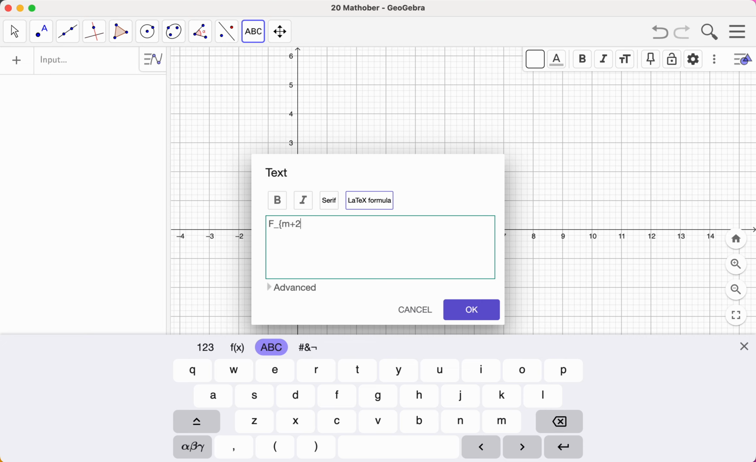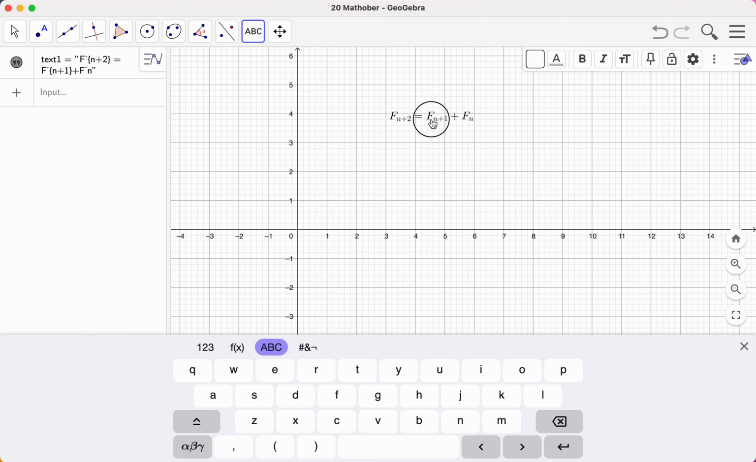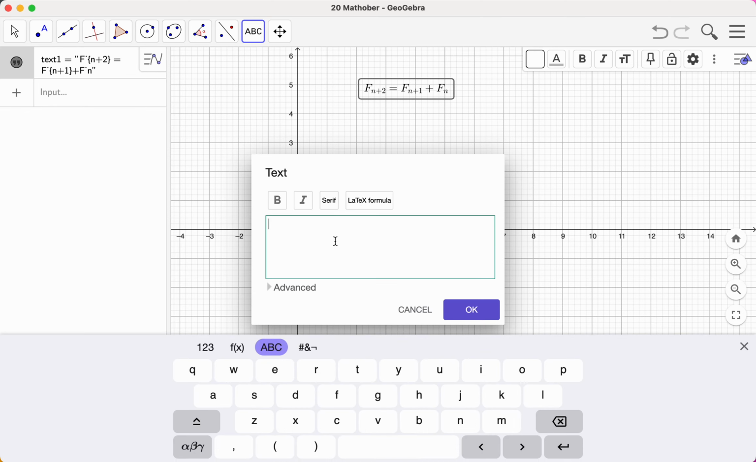The n plus 2th term in the sequence is f sub n plus 1 plus f sub n, right? We're all on board with this as the definition of the Fibonacci sequence. However, what I can do instead is say f sub n plus 2 minus, here we go, f sub n plus 1.